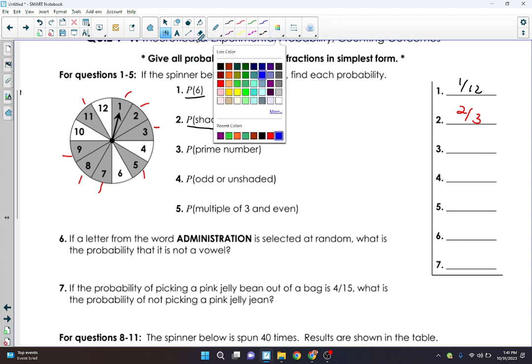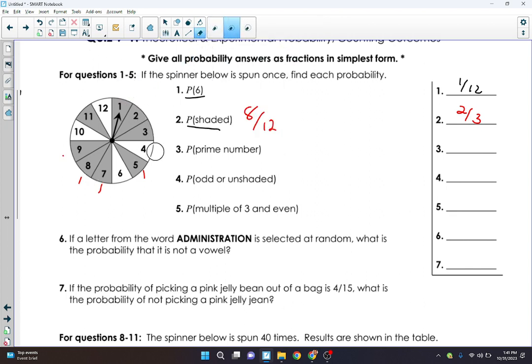Next one, we're going to do a prime number. Please remember, prime numbers are numbers that only multiply by itself and 1. 1 is not a prime number. It's not 1 and itself, it's just 1 and 1. Yes, 2 is a prime number. 3 is a prime number. 5 is a prime number. 7 is a prime number. 9 is not a prime number, that's 3 times 3. 11 is a prime number. So in this case, you have 5 choices out of a total 12. So it's 5 out of 12. You cannot simplify that.